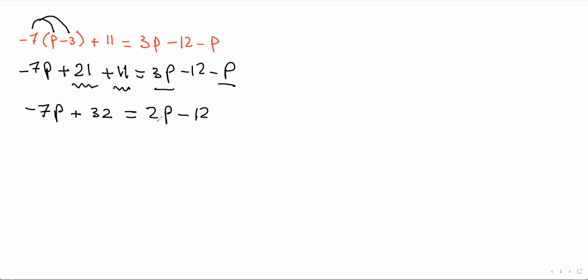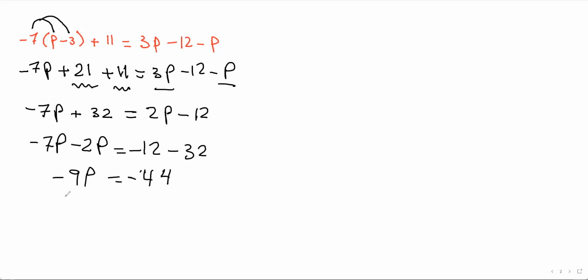Again, I want to move anything that has a variable to the left side and anything that doesn't have a variable to the right side. So we have negative 7p minus 2p. When you move it, remember I said you have to change the sign. There's an invisible positive here that we change to minus. We already have the negative 12 on this side of the equal sign. Moving the 32 to the other side makes it negative 32. That's negative 9p equals negative 44. Now divide both sides by negative 9. Then p would equal 44 over 9, and you cannot reduce that any further.